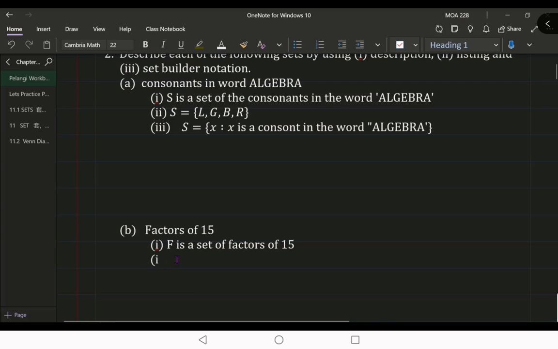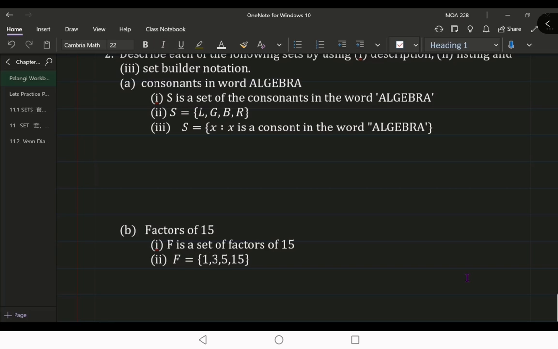Okay, go to the second one. We are going to do the set builder notation. No, the listing method. Listing. So you need to list down all the elements: 1, 3, 5, 15. Only 4 elements inside the factors of 15.